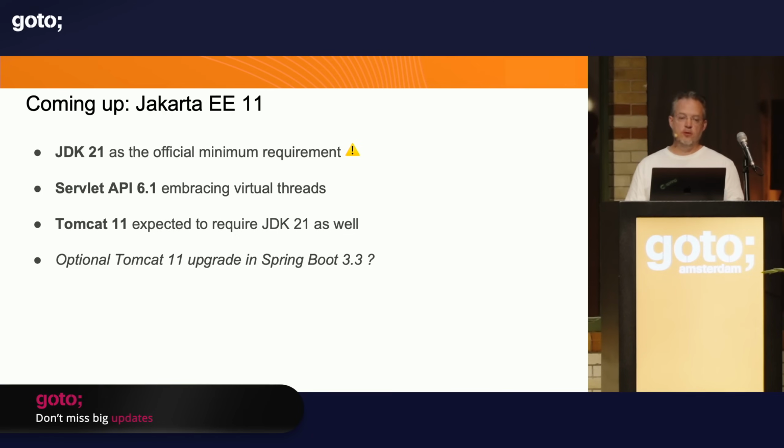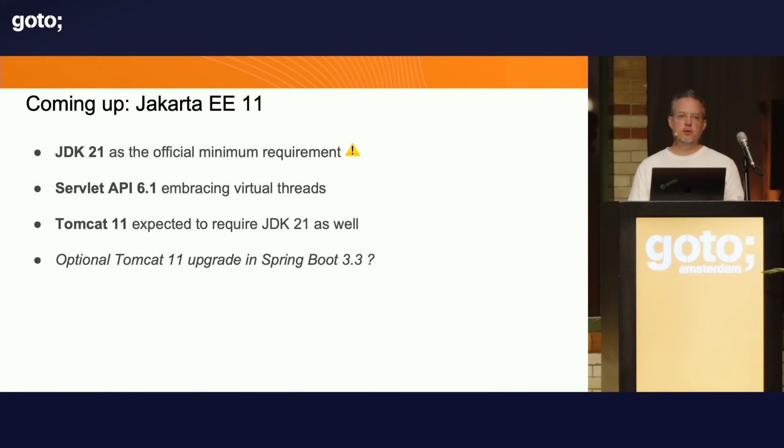On the horizon, however, Jakarta EE 11 is coming up, and somewhat maybe surprisingly, they hope to have the official minimum requirement of JDK 21. So that may force people to actually use JDK 21, even though Spring 6 is based on JDK 17. But some nice benefits for that, right?